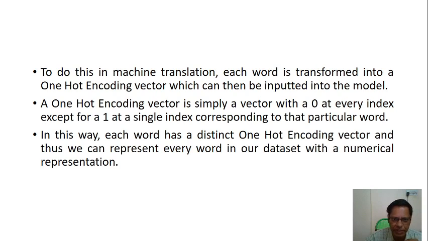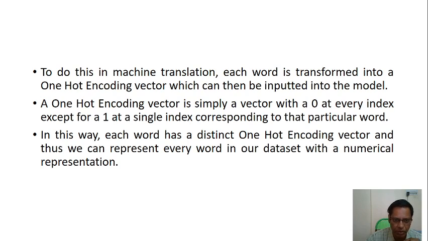To do this in machine translation, each word is transformed into a one hot encoding vector which can then be input into the model. Yes, see, the system is converting from language to language not simply, but it is having the meaning of it, is it not? So that meaning is converted, and in the last class also we have seen that vector algebra or vectors or a table is created, is it not? So a one hot encoding vector can then be input into the model.